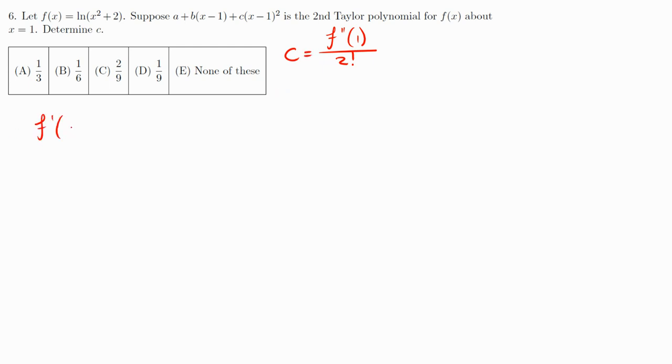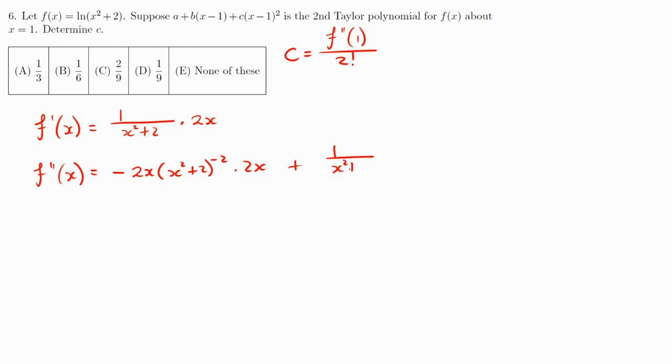So let's quickly get the first derivative of this. That is something quite easy to calculate. It's just 1 over x squared plus 2 times the derivative of the inside function, which is just 2x. Okay, and now to get the second derivative, we need to use the product rule with these two. So this differentiated will be minus 2x times x squared plus 2 to the power minus 2 times 2x, plus 1 over x squared plus 2 times 2.